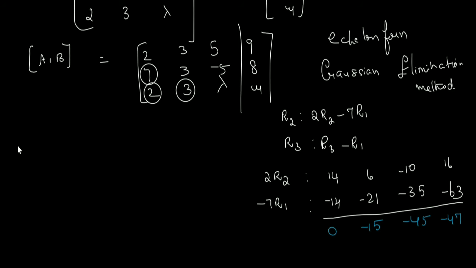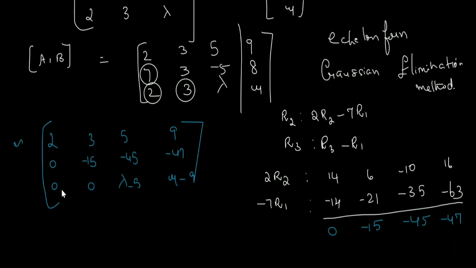So this will become, now, the first row is as it is: 2, 3, 5, 9. Second row is 0, minus 15, minus 45, minus 47. Third row, R3 minus R1, just subtract. 2 minus 2 is 0, 3 minus 3 is 0, lambda minus 5 and mu minus 9. So this is in the echelon form now because we got 0 here, 0 here and 0 here. We use the row operations, that is called the Gaussian elimination method.